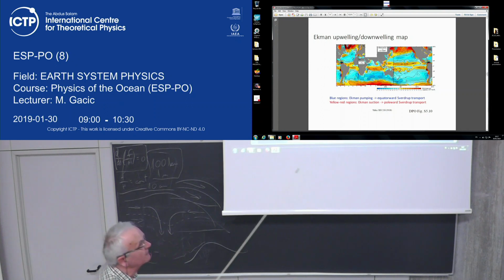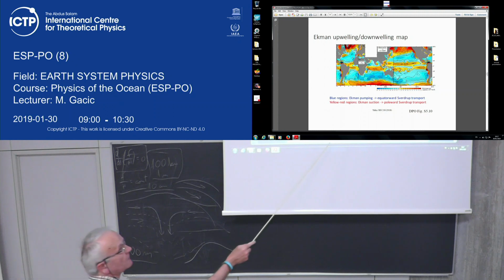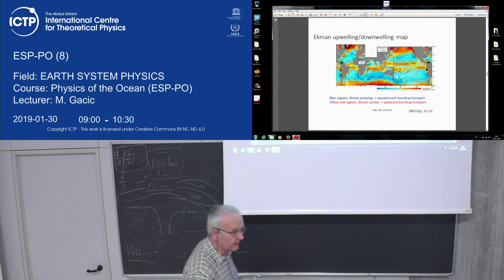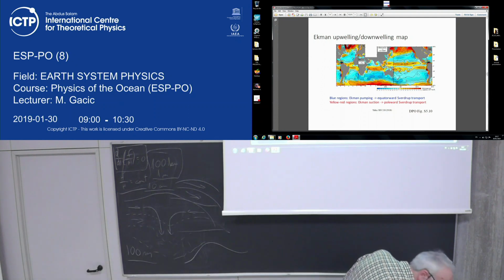If we stretch the water column, we increase the positive vorticity, and thus the water column has to go southward, equatorward, and vice versa for the Ekman suction. Squeezing of the water column, the water column has to move northward in order to maintain the potential vorticity constant. So that's what we obtained looking at the upwelling downwelling map due to the wind influence.